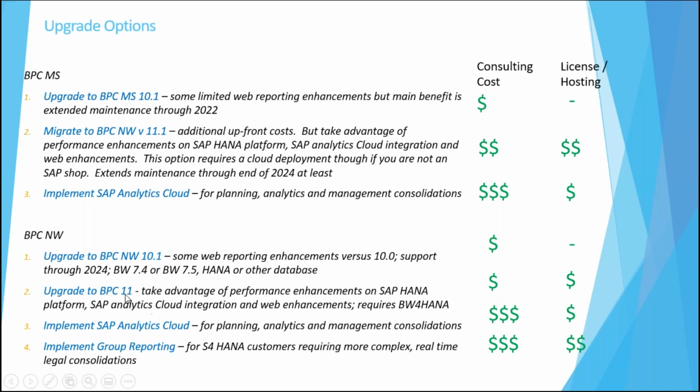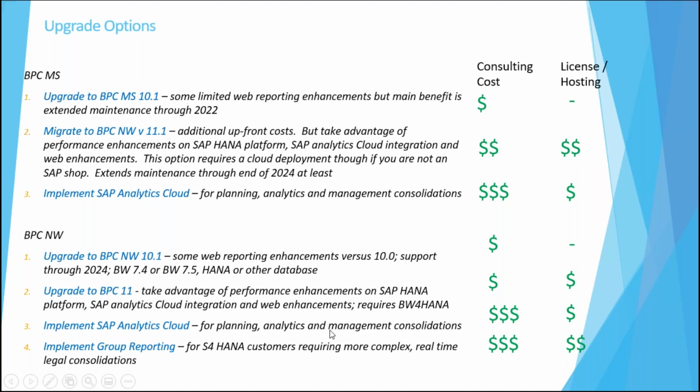The other option would be to upgrade to BPC 11. Consulting cost-wise, this isn't hugely different. There's some underlying piping that you can optimize, but you can choose not to optimize if you want to keep your consulting costs down. And then there is a licensing event associated with that. But again, you're not buying HANA if you're just using BW on HANA, I should say. So another really good option to look at.